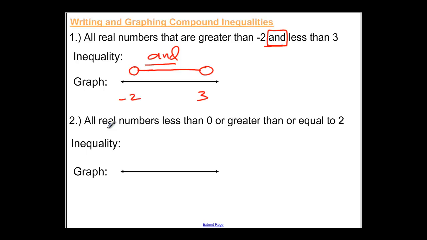Okay. All real numbers less than 0. Okay, so here's 0. Or greater than or equal to 2, on this way. So notice they repel each other, so this would be an OR statement. So that graph is always the same. So AND is always in between, and OR is always in opposite directions. So that's the key to this one here.